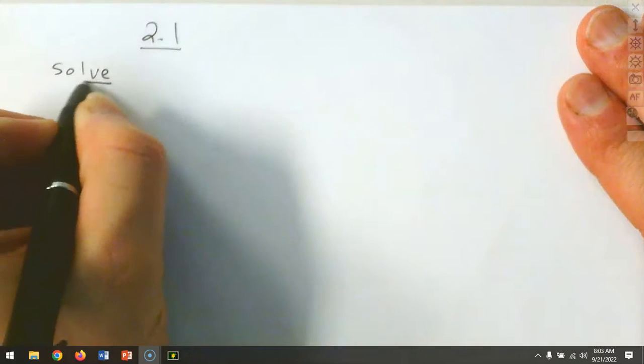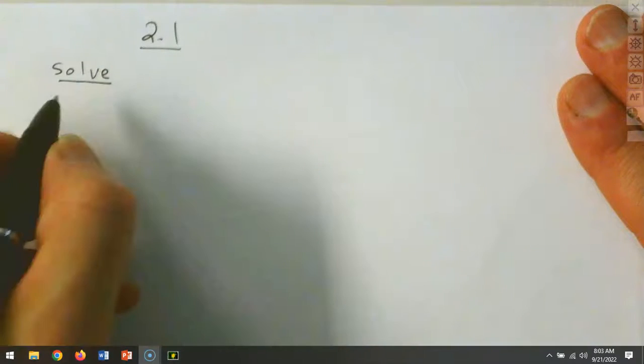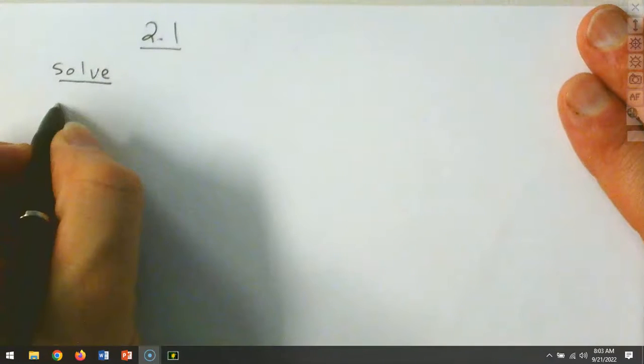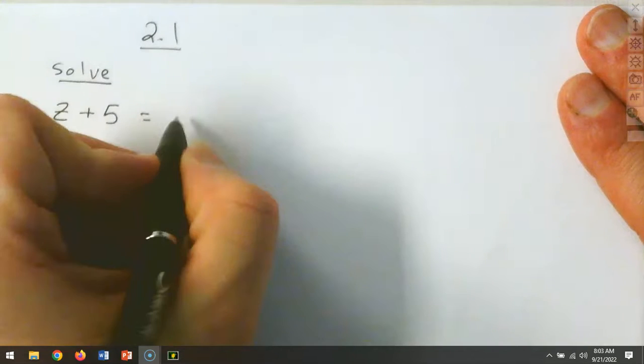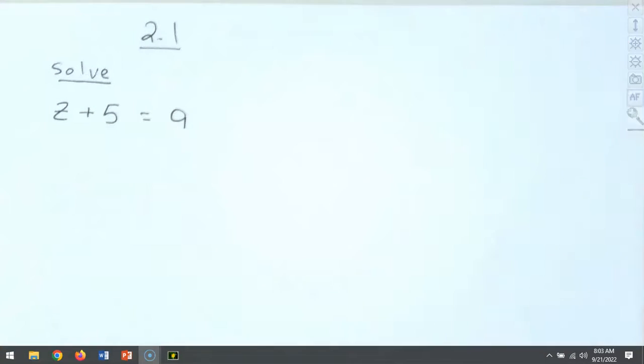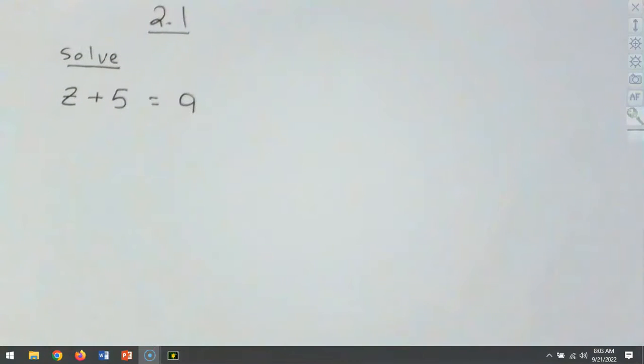Now, when we worked with expressions in chapter 1, we couldn't solve them, right? When we work with equations in this chapter and beyond, we're going to learn how to solve equations. So we're going to be working with just some simple equations. So we're going to be solving some of these. And we're going to start off with a very, very basic equation. So this is what we're going to work with here.